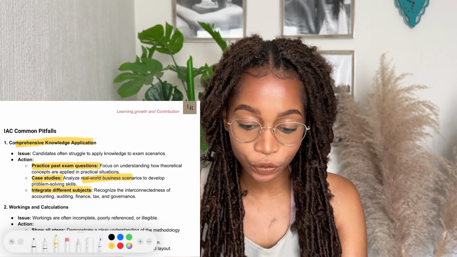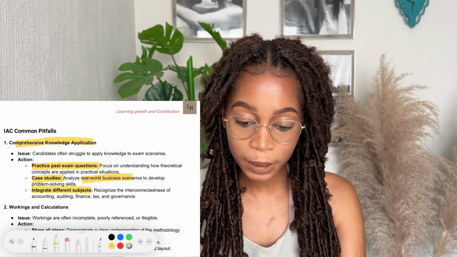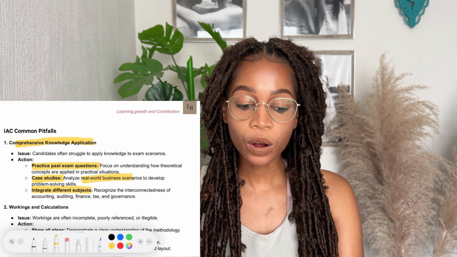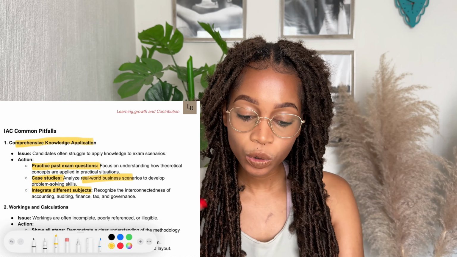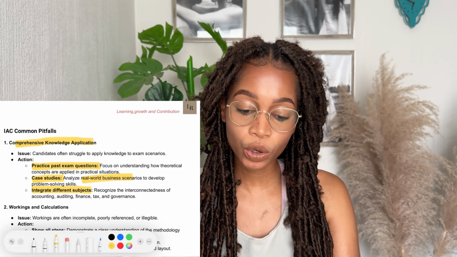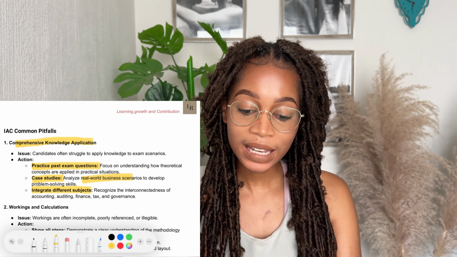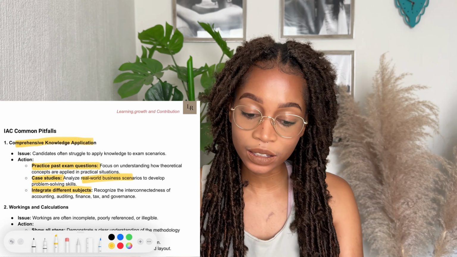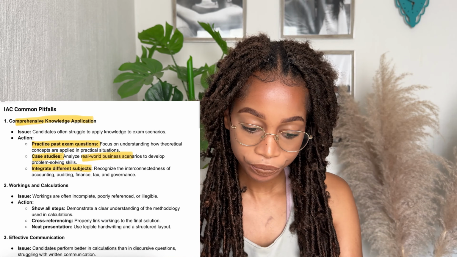Also integrate different subjects. This is going to be very visible if you do a lot of past papers, because you get to see how accounting, audit, finance, tax, and governance speak to each other. And also, if you watched the previous video, you would have noticed that with my mini case study, that's how you are able to identify how the different disciplines work together.